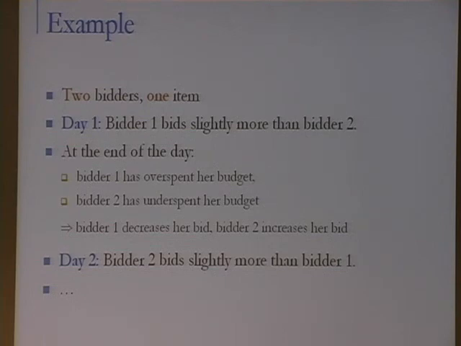And so on the next day, bidder 1, according to this heuristic, is going to decrease her bid, and bidder 2 is going to increase his bid. And so they're going to change places. And now on day 2, we're going to see the same behavior. So we're going to get this alternation where the bids move up and down throughout the day, and the allocations also move from bidder 1 to bidder 2 on even and odd days, respectively.